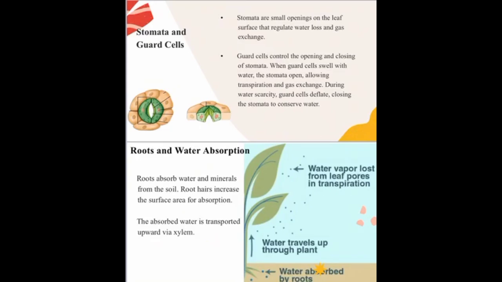When guard cells are filled with water, turgid, they swell and create an opening, allowing gas exchange. When water is scarce, guard cells lose water and become flaccid, causing the stomata to close, preventing excessive water loss through transpiration, the evaporation of water from the plant. This is a vital mechanism for plants to conserve water, especially in dry conditions.